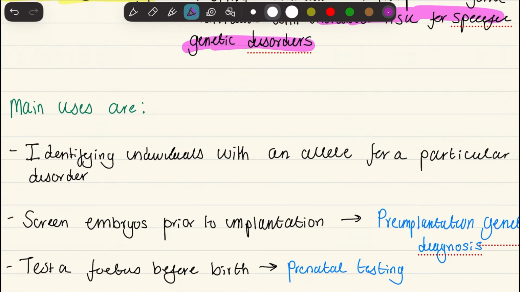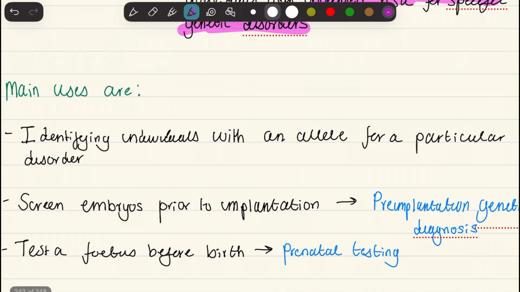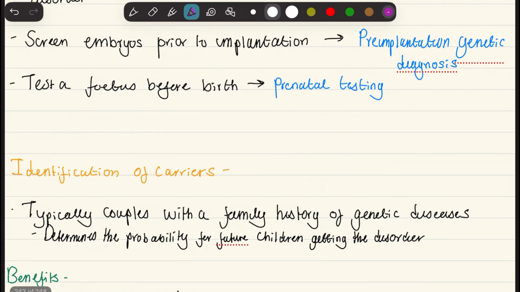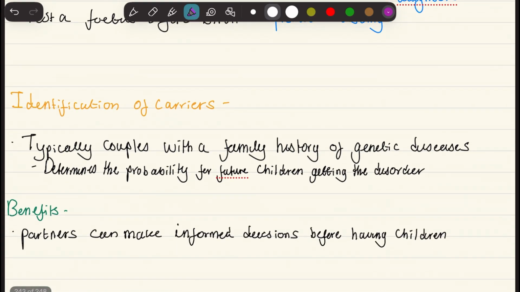When we talk about its main uses, it's to identify individuals that have an allele for a particular disorder, screening embryos prior to implantation, and also testing fetuses before birth. We'll get onto those in a second. So, there are different types of genetic screening, right? I haven't included this one in the next slide because it doesn't have enough space and you don't get asked as much in your A level.